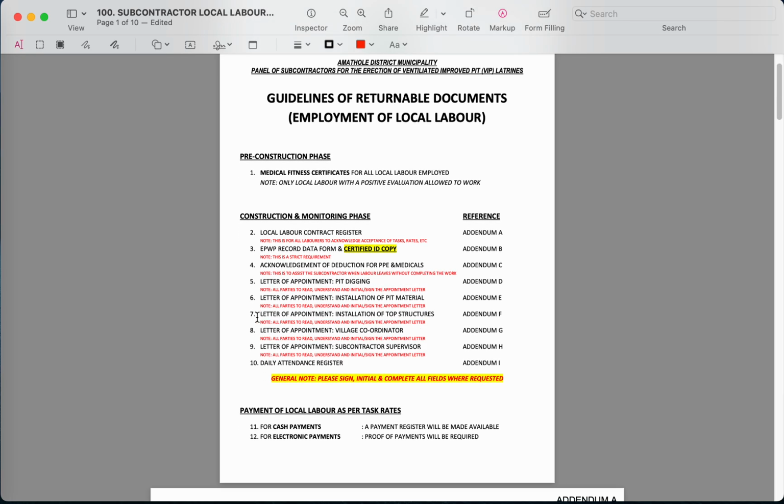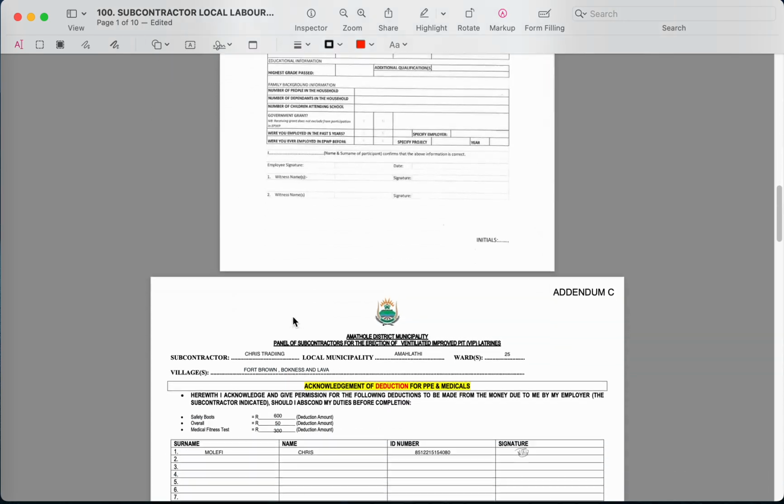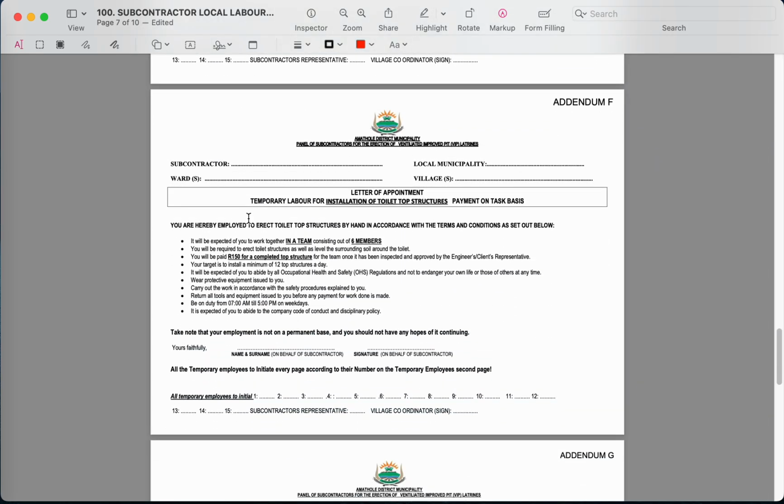Let's go to page 7. Now page 7, referencing our guideline, is addendum F. We then continue to say addendum F is easy as the previous one. We will obviously fill in the necessary information that we need to fill. A local municipality, the different wards that you are selected. If you don't know the wards at the moment, we leave that part.